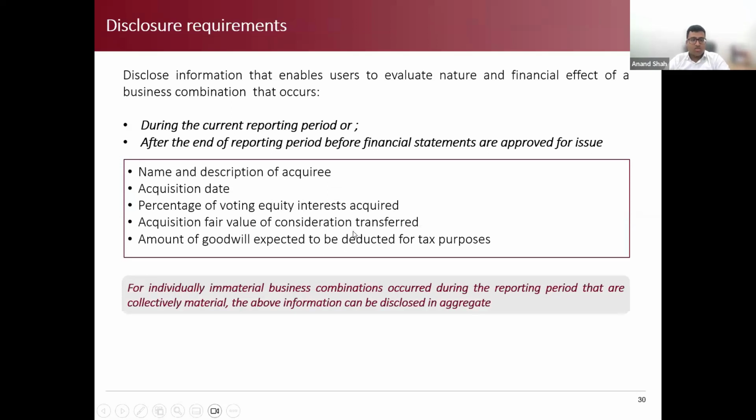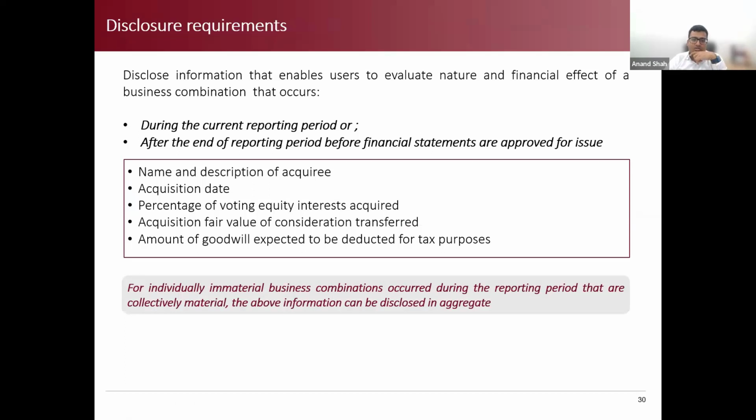In terms of disclosure requirements, every time there is a purchase, there is an acquisition, and we've done a PPA exercise. At the end of the reporting period, we need to give the name, description of the acquiree, acquisition date, percentage of voting interest acquired. So it says voting, right? It does not really say percentage of stake acquired, because it's the influence that I have on the company.